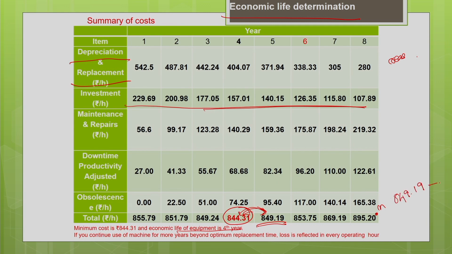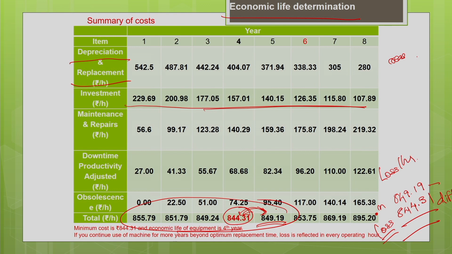849.19 minus 844.31. This difference is going to be your loss. This loss per hour will be reflected for the entire 5 years. That is the main thing when we do it on the cumulative basis. I hope you understand.